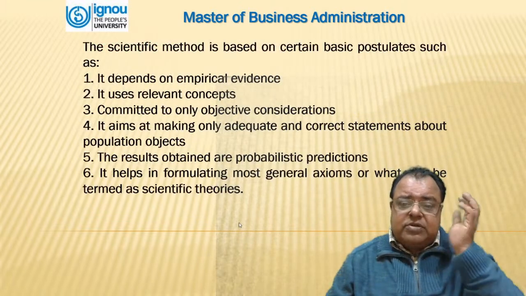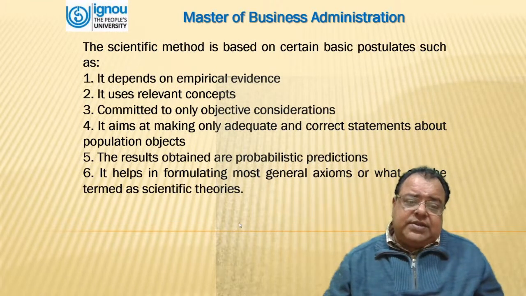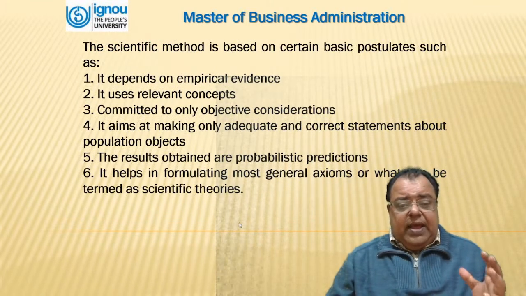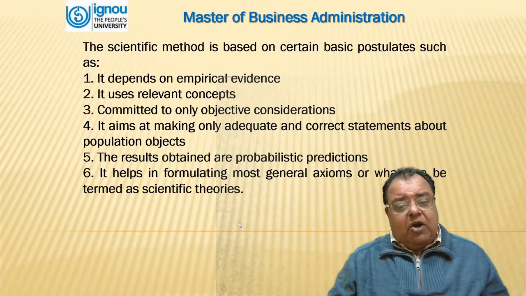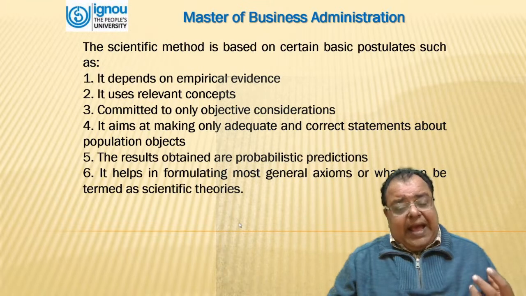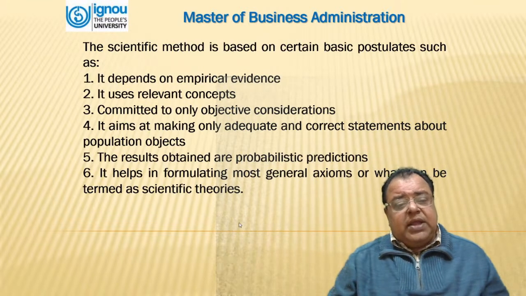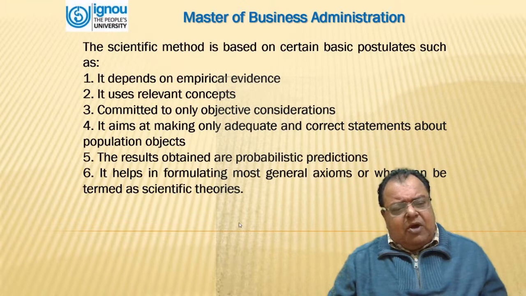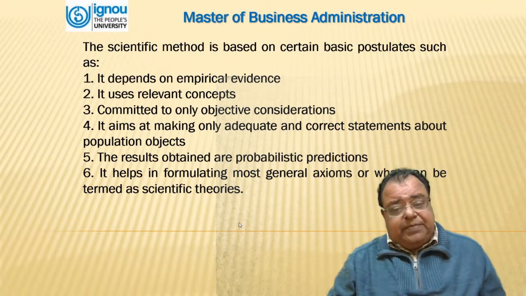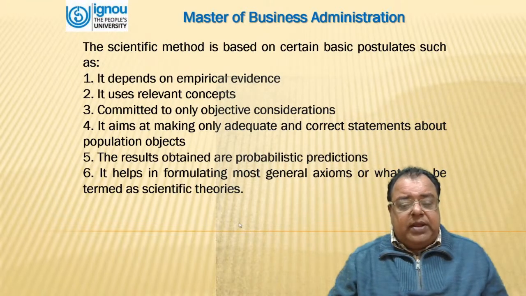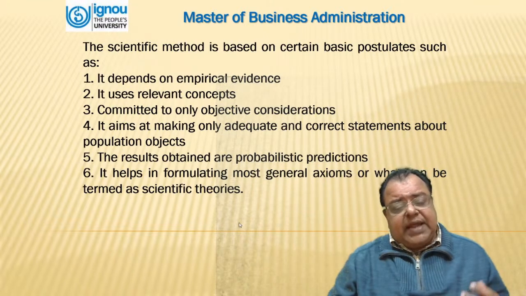Scientific method is based on certain basic postulates. It depends on empirical evidence. It uses relevant concepts committed to only objective considerations. It aims at making only adequate and correct statements about populations or objects. The results obtained are probabilistic predictions, and it helps in formulating the most general axioms, or what can be termed as scientific theories.